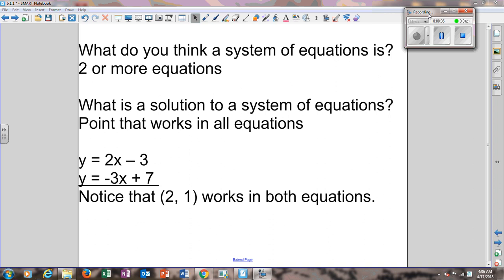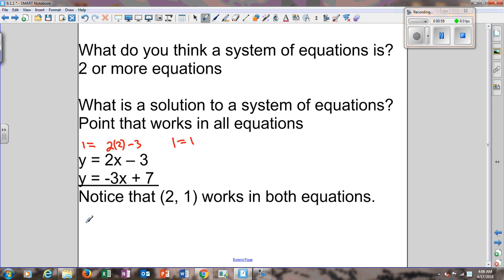So if you look at these two equations here, you'll notice that the point 2, 1 works in both of them. So if we plug a 2 in for x, it gives you 2 times 2 minus 3. Plug the 1 in for y. And 2 times 2 is 4, minus 3 is 1. So you get 1 equals 1. That's what makes it work.